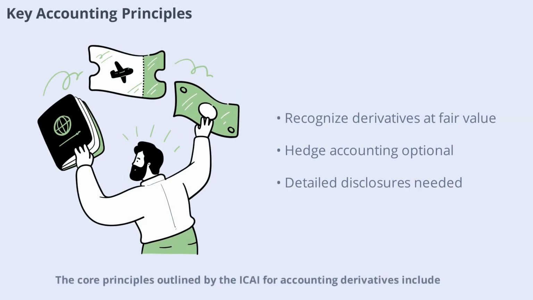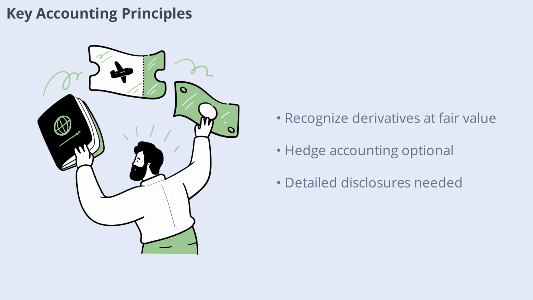Core principles outlined by the ICAI for accounting derivatives include recognizing all derivative contracts on the balance sheet at fair value. If hedge accounting is not used, changes in fair value are recognized in the profit and loss statement. If hedge accounting is applied, the entity must clearly document its risk management objectives, the risks being hedged, and the methods for measuring effectiveness. Adequate disclosures about accounting policies and hedging activities are also required in the financial statements.